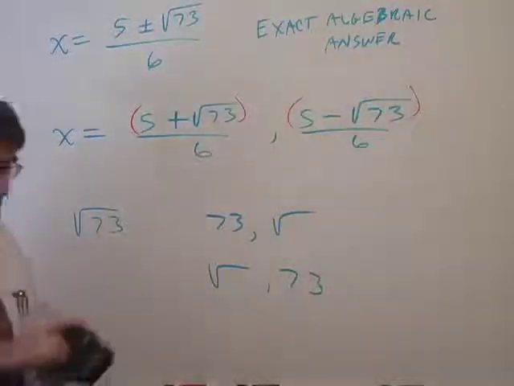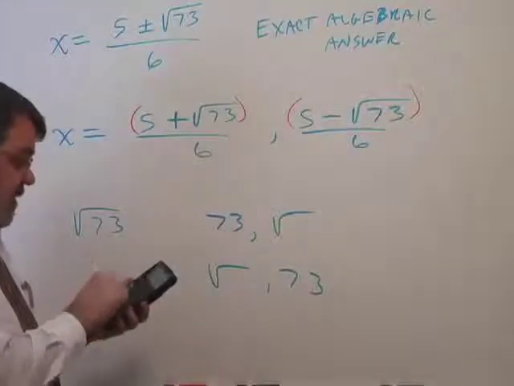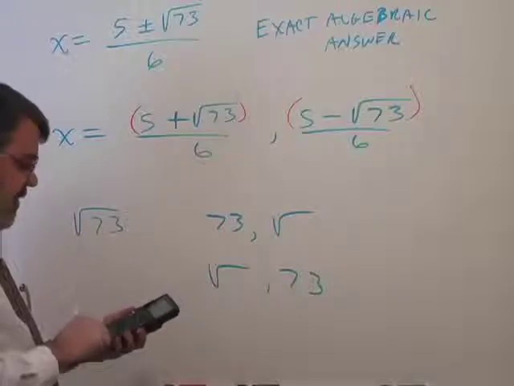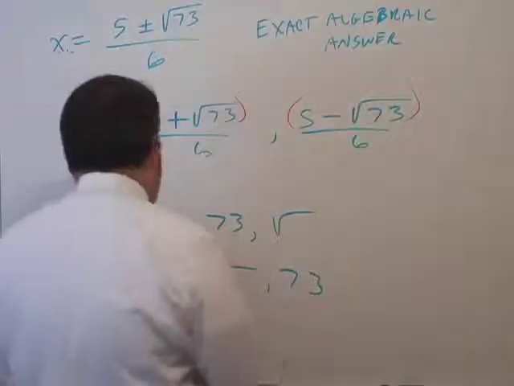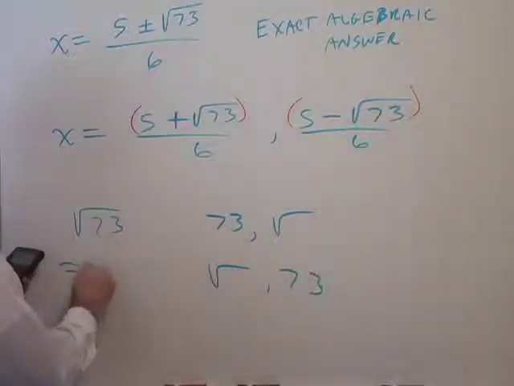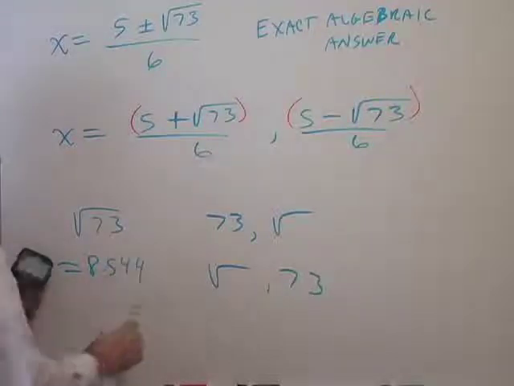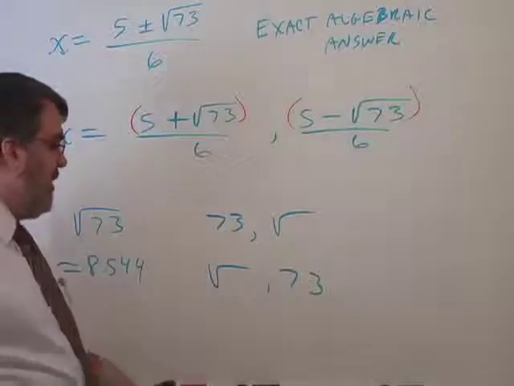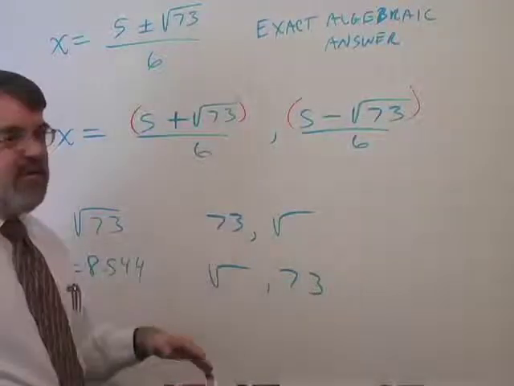I've got a graphing calculator, so for the square root of 73, I punch it this way: square root 73, and I get about 8.544. So you should try this on your calculator. Make sure you know which type you have, so you know how to punch this in.